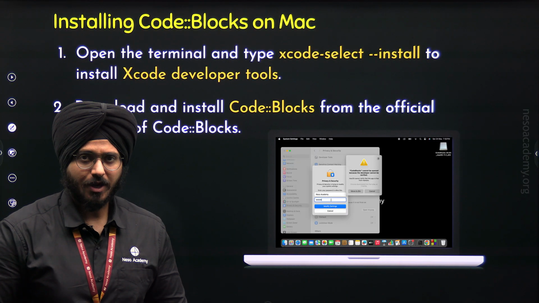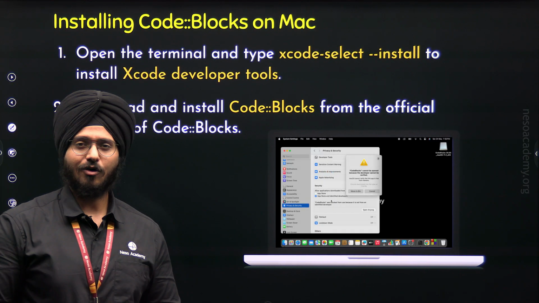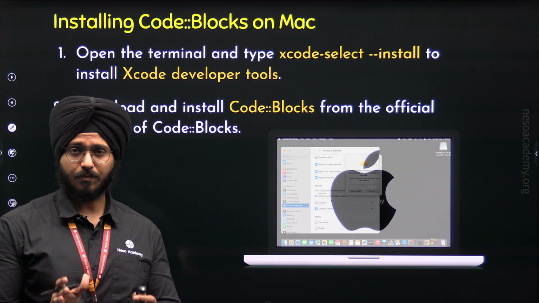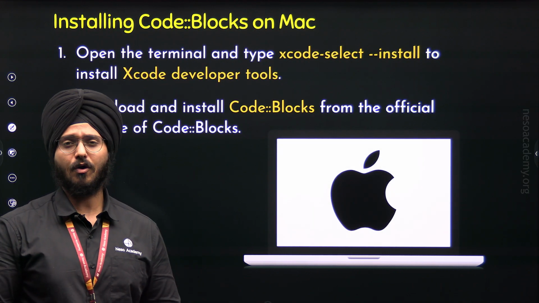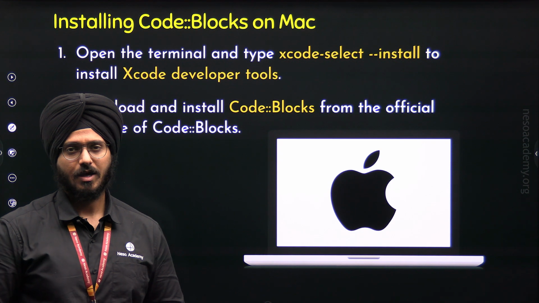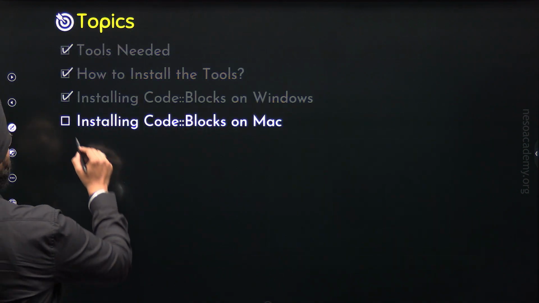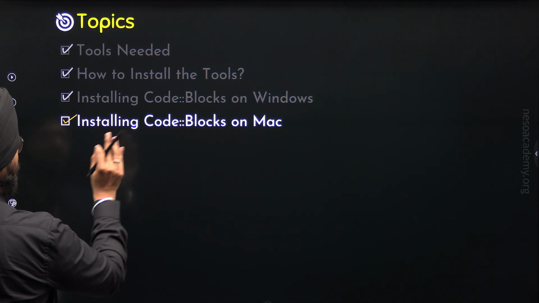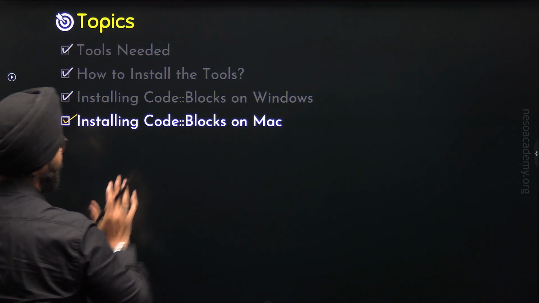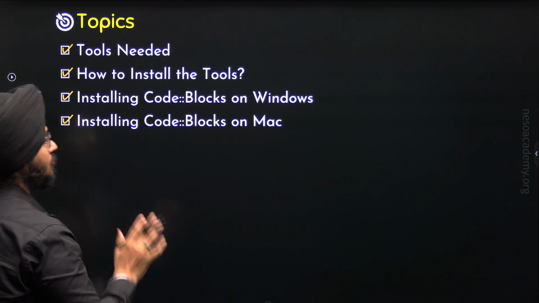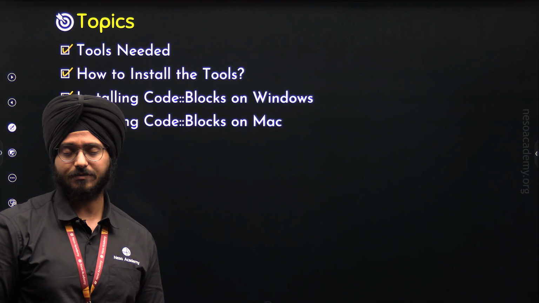So in this way, Code::Blocks can be installed on a Mac machine. I hope the entire process of installation of Code::Blocks is completely clear to you. So with this, we are done with this topic also, that is installing Code::Blocks on Mac. And this means we are done with all the topics of this lecture.